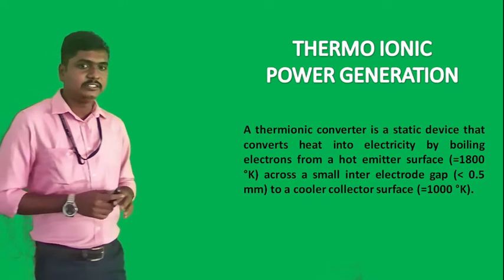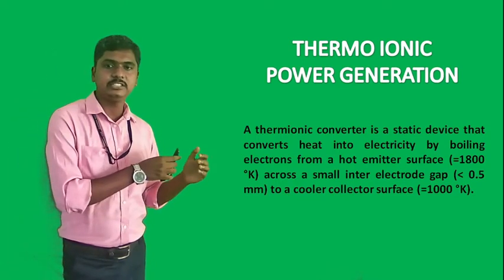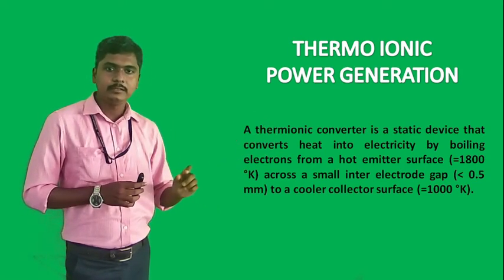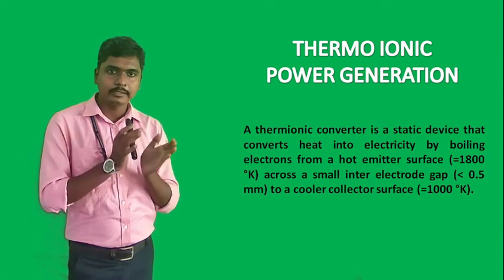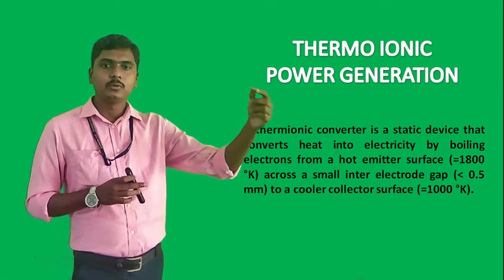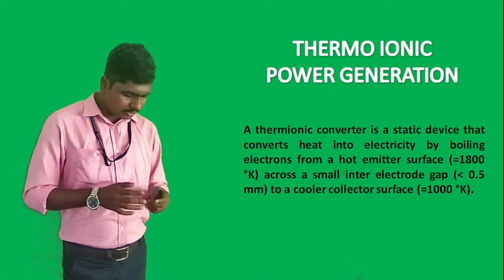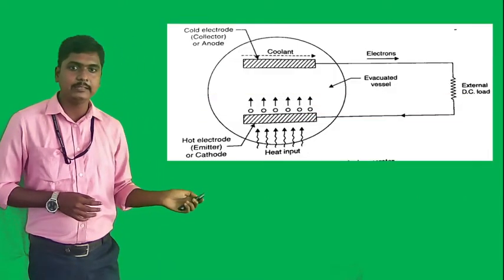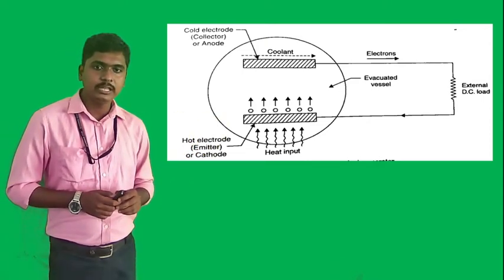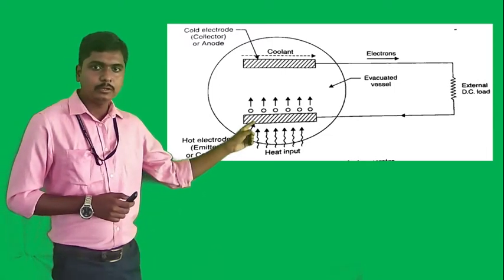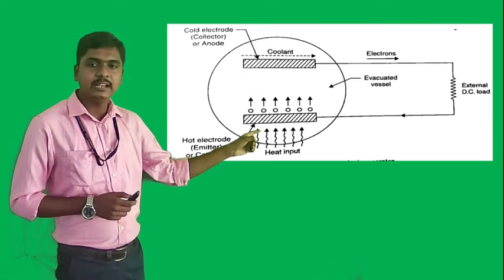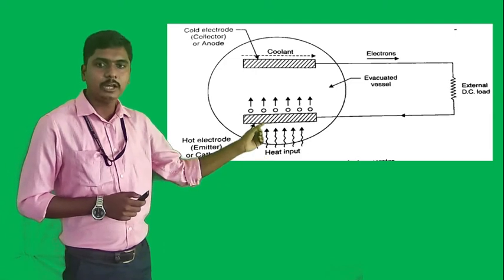In thermionic power generation, it is a device that converts heat energy into electricity, by boiling electrons from a hot cathode through a vacuum, a small space of vacuum, to a cold anode. What is the meaning of that? When we come to the diagram, you can analyze. So this is a schematic diagram of a thermionic power generator. Here you can see this is the cathode, and this is the anode. The temperature of the cathode will be exceedingly high because we are providing heat to it.